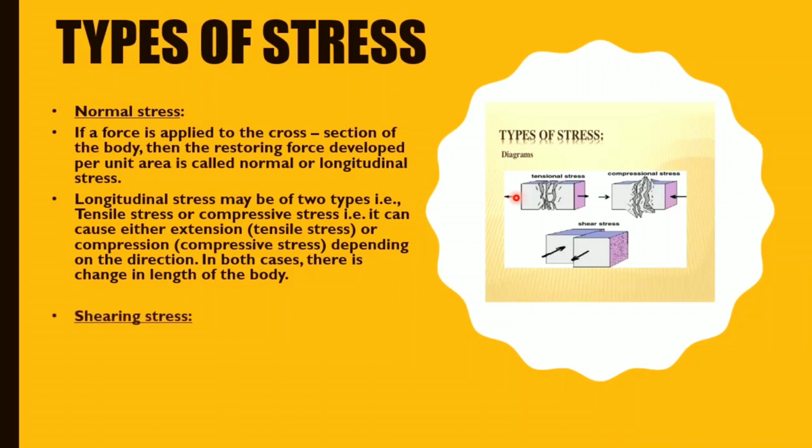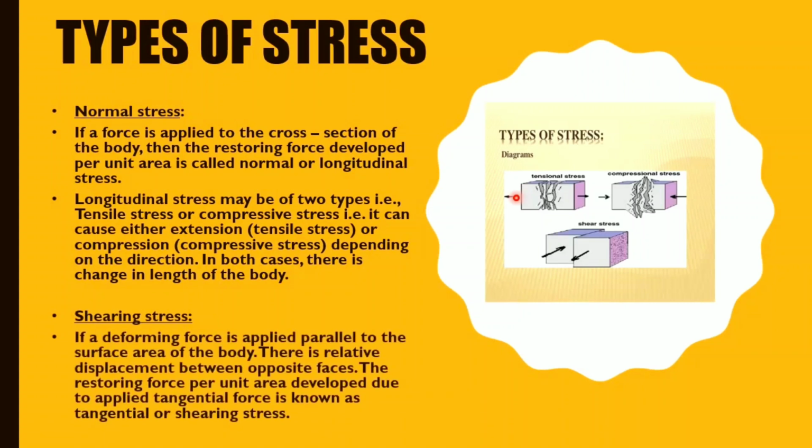Now we will see the shearing stress. If a deforming force is applied parallel to the surface of the body, there is relative displacement between opposite faces. So one face will displace to this side and the other to that side, meaning they are opposite to each other. The restoring force per unit area is developed due to the applied tangential force. The force which gets applied is in a tangential way. This shearing stress can also be known as tangential stress.